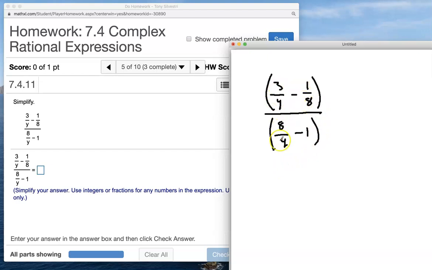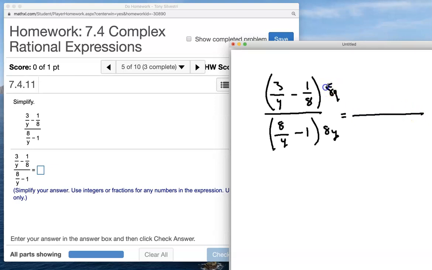1, 2, 3. Of all the babies, what's the lowest common denominator? Well, the lowest common denominator has to have a y in it, and that's the highest power y I see, and it also has to have the 8. So I'm going to say 8y, top and bottom. Let's make a better looking y. 8y. Okay, top and bottom. So I'm going to make the answer over here.